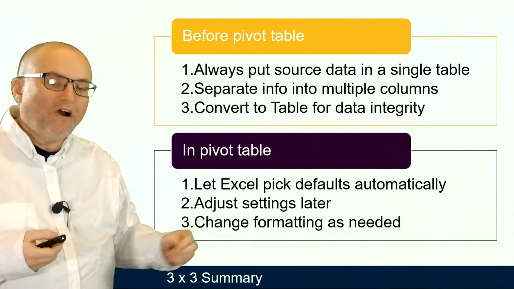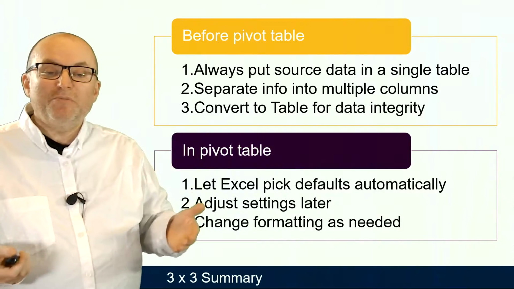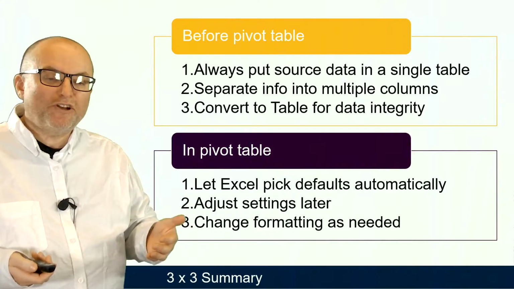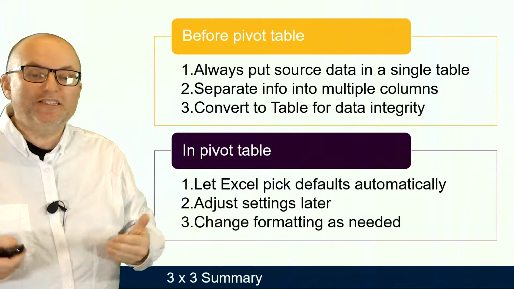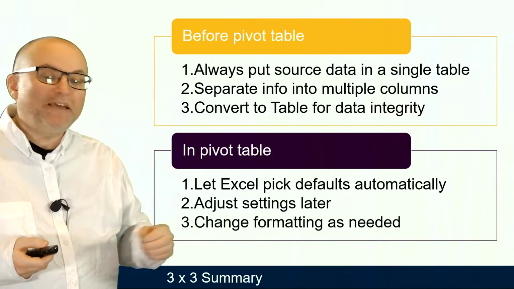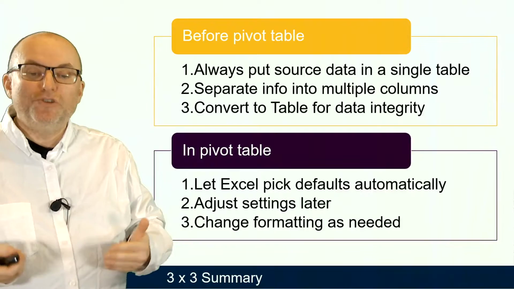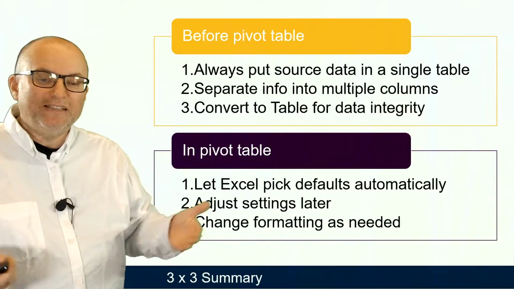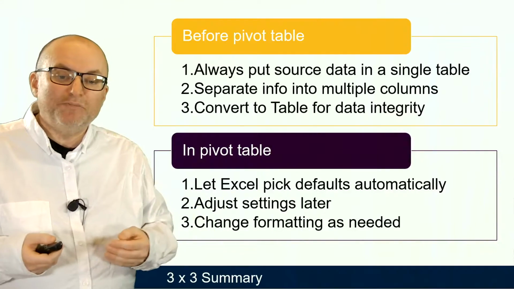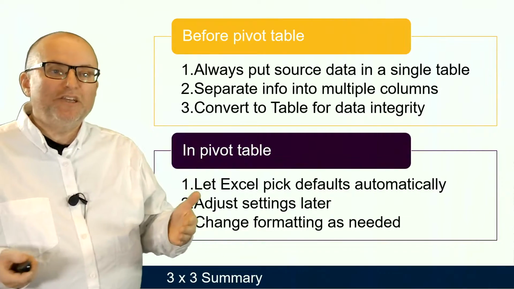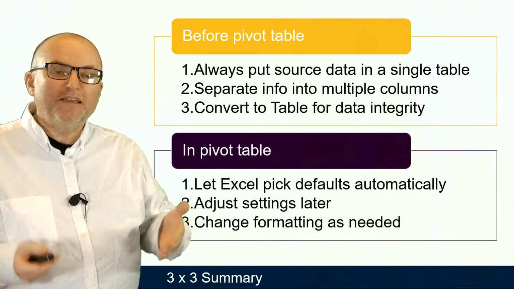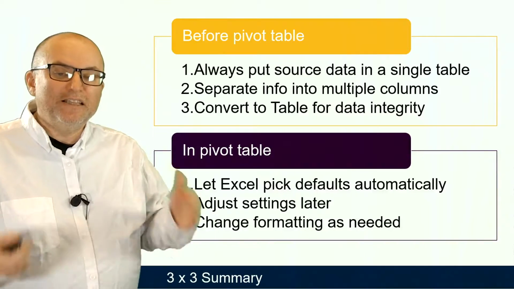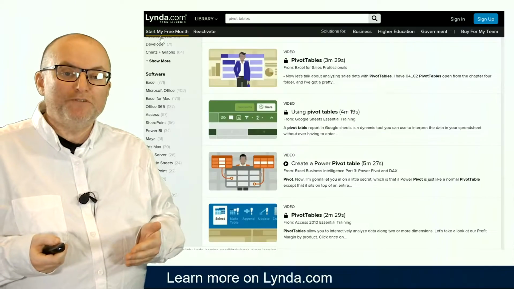Then once you're in a pivot table, start with just simply letting Excel pick your defaults automatically. Just simply pick a few things and see what Excel suggests. Then make sure that you adjust the settings later to suit your needs. So don't worry that the thing that Excel gave you is perhaps unsuitable. And finally, make sure that you experiment with the formatting. So don't necessarily think that Excel limits you to just the first thing they chose for you.